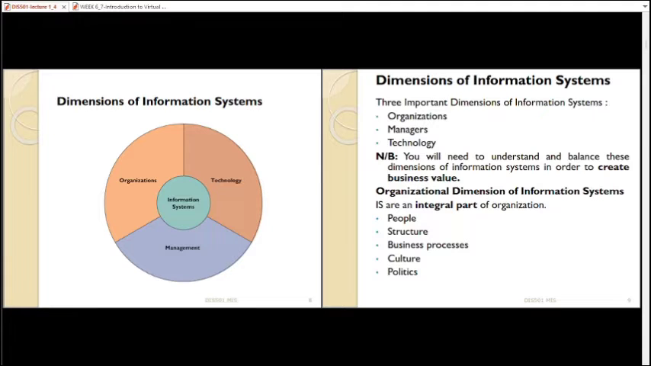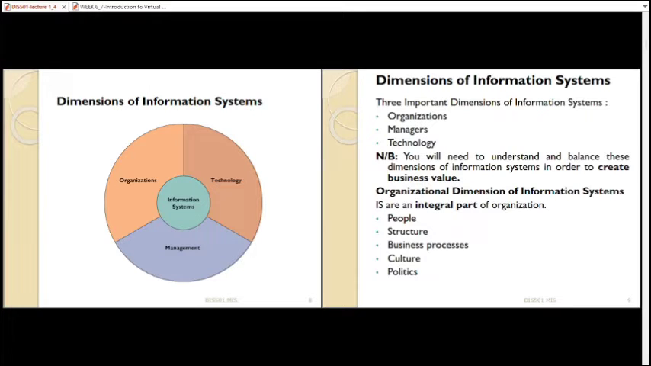How they are able to manage not only their employees, but also the data or the information that they get from these particular systems. All in all, if you combine organizations, technology, and management, that's when you begin to get the information system. So an information system does not stand by itself. We need those different dimensions that we are talking about.